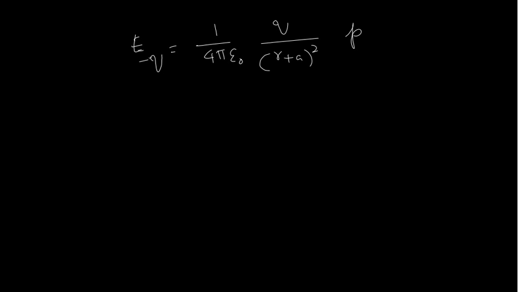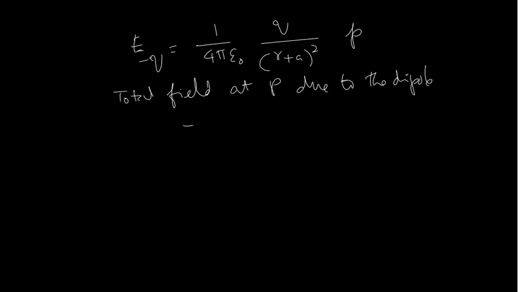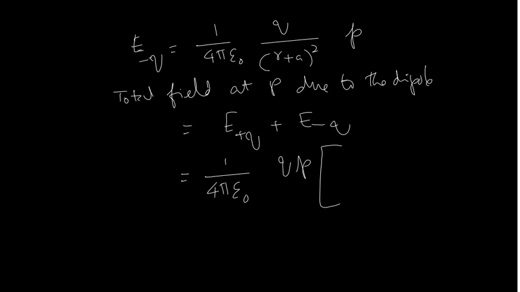That's it. Now the total field at P due to the dipole is equal to E plus Q plus E minus Q. You have to add both the things. When you do that, you get 1 by 4 pi epsilon naught, QP. In both cases it is there. Then you will just say 1 by R minus A whole square, and 1 by R plus A whole square. I have taken the common already.